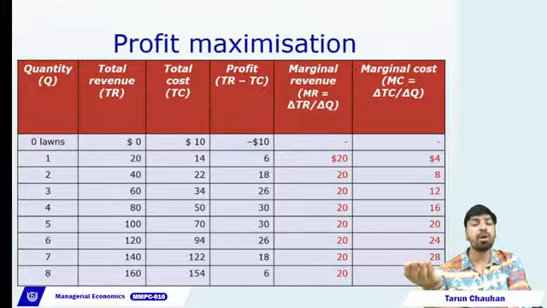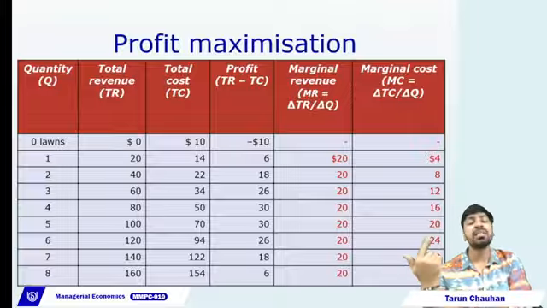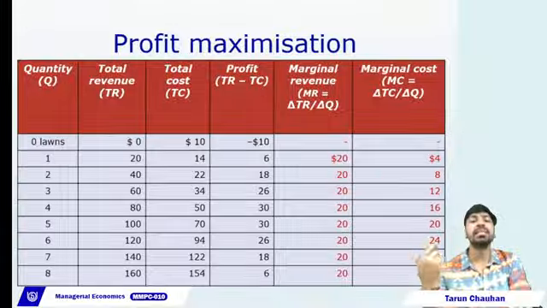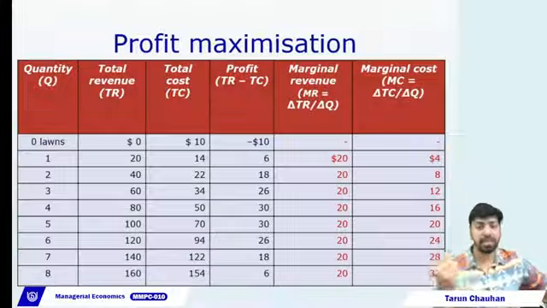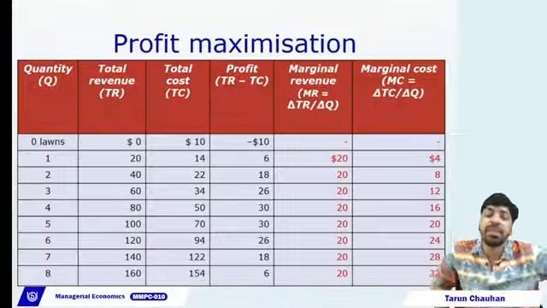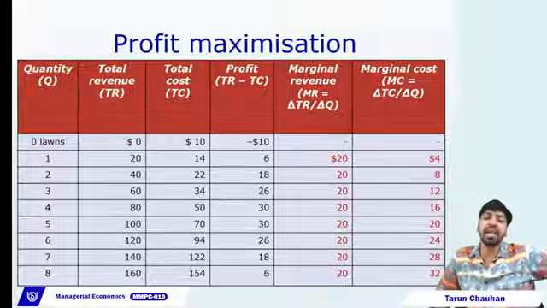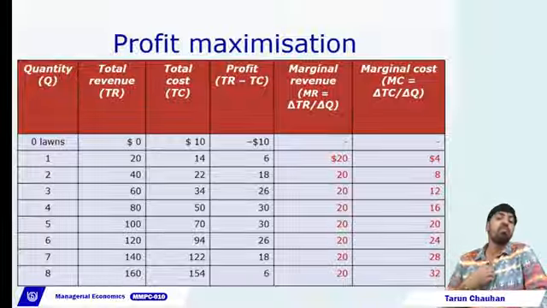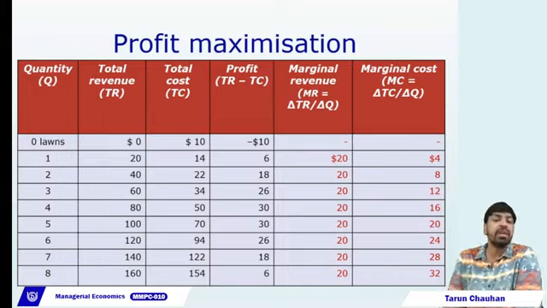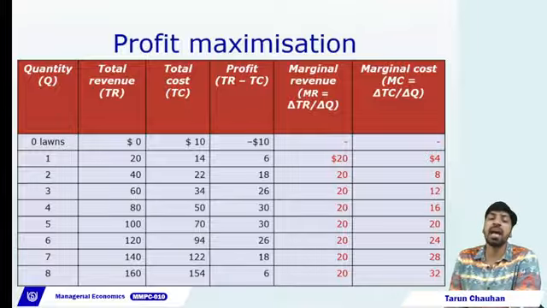So the profit would be 0 minus 10, which is minus 10; 20 minus 14, 6; 40 minus 22, 18; 60 minus 34, 26; 80 minus 50, 30; 100 minus 70, 30; 120 minus 94, 26; 140 minus 122, 18; 160 minus 154, 6. So this is the profit that has been earned.